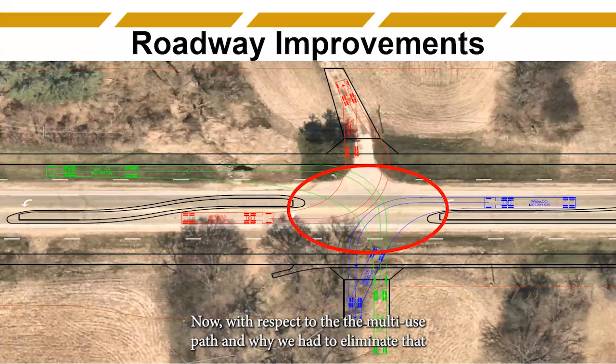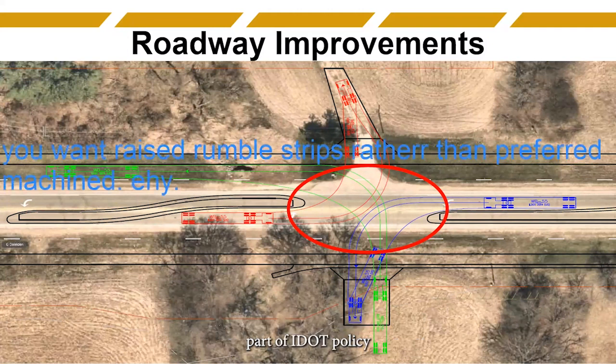Now, with respect to the multi-use path and why we had to eliminate that, part of IDOT's policy with complete streets is that when we build a multi-use path or whatever facility for bicycle and pedestrians, we must have someone to maintain that once it's done. We don't take care of paths. We don't snowplow paths any more than we do sidewalks or anything of that sort. We snowplow the roadway. We snowplow shoulders.